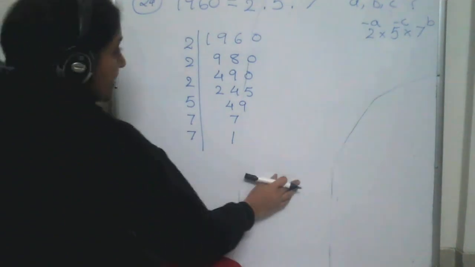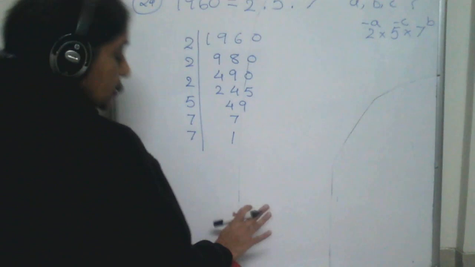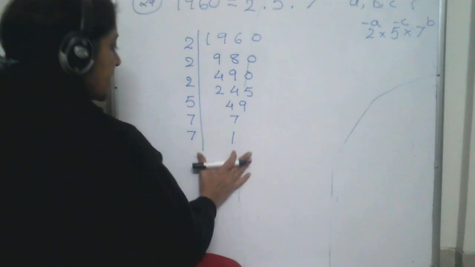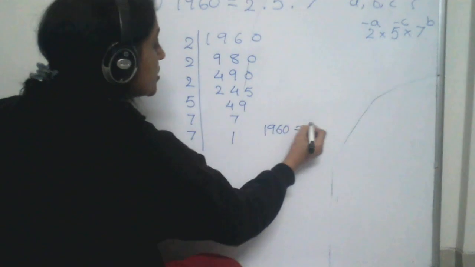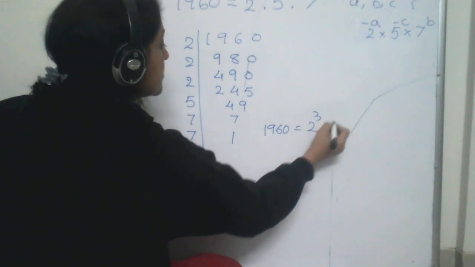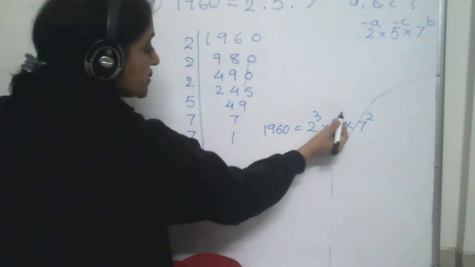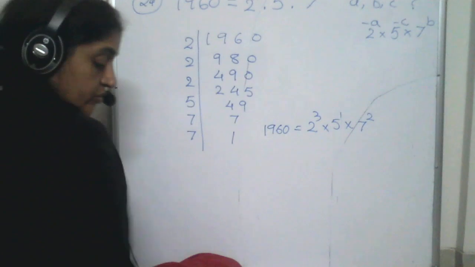Now I will not write below this because I have to solve more, so I am going to erase this. You do not do anything cross, you have to keep it as it is, no worry. You can write it as 1960 is equal to 2 to the power 3 into 5 into 7 to the power 2. Now 5 doesn't have any power, that means it is 1. Now this only I am going to use.